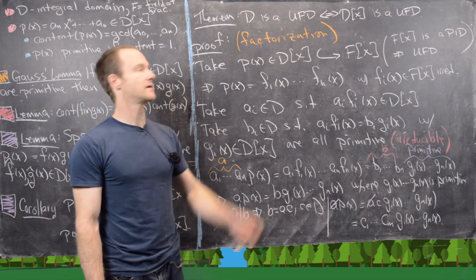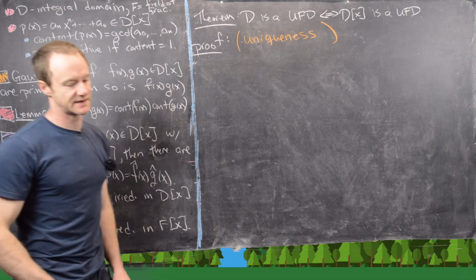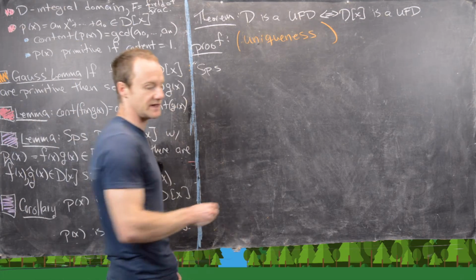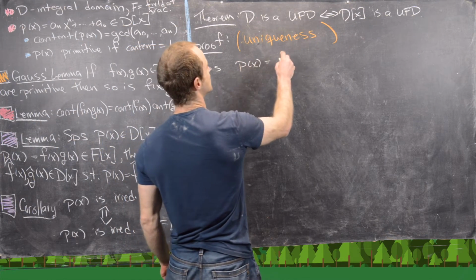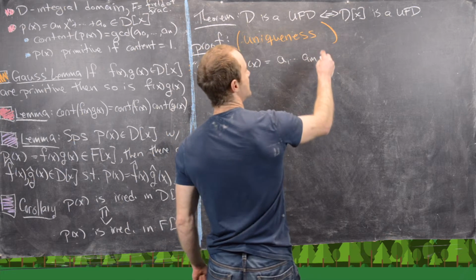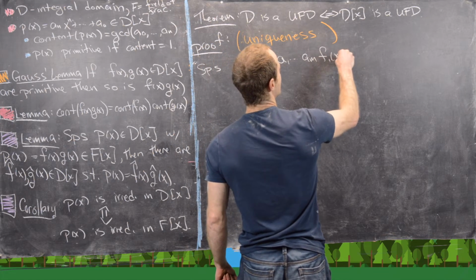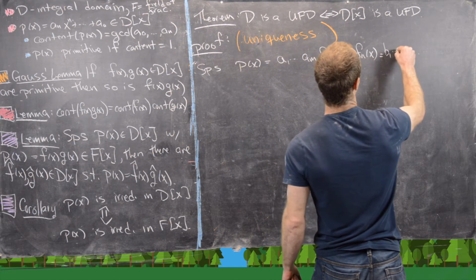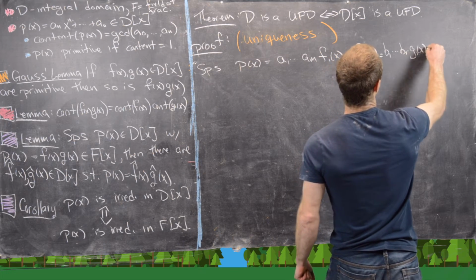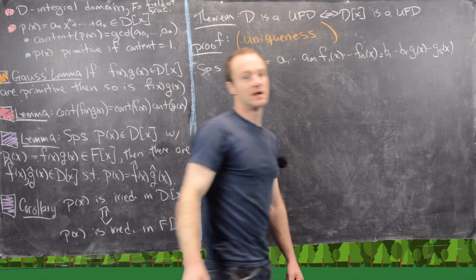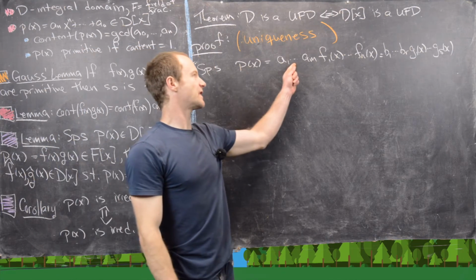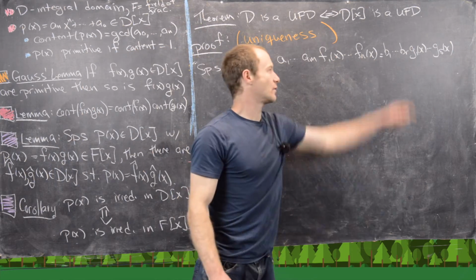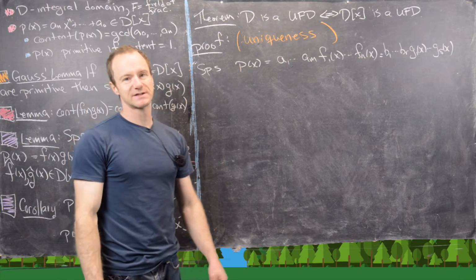Okay, so that finishes off the factorization part. And now we're ready to prove the uniqueness of this factorization. So let's go ahead and suppose we've got two factorizations, and then we'll prove that uniqueness. So let's say we have p of x equals a_1 all the way up to a_m, and then f_1 of x all the way up to f_n of x. And then we have b_1 all the way up to b_r, and then g_1 of x all the way up to g_s of x. So we factored this two different ways, one with m elements from the UFD, and then n polynomials, and then one with r elements from the UFD, and then s polynomials.